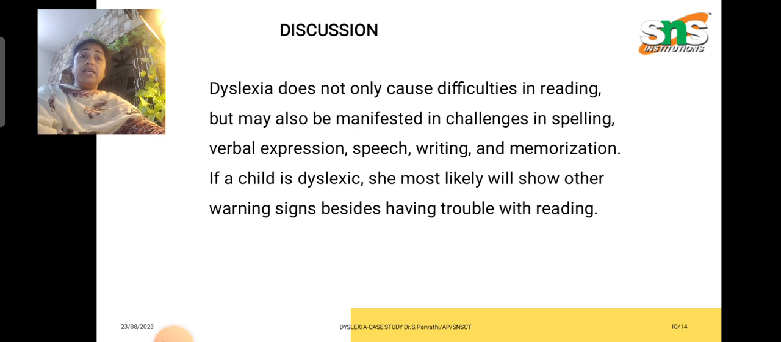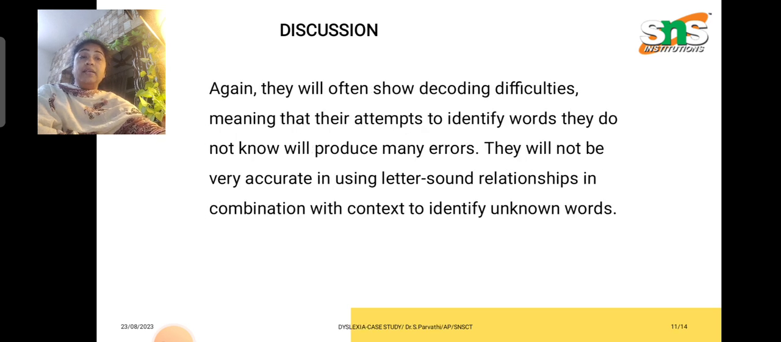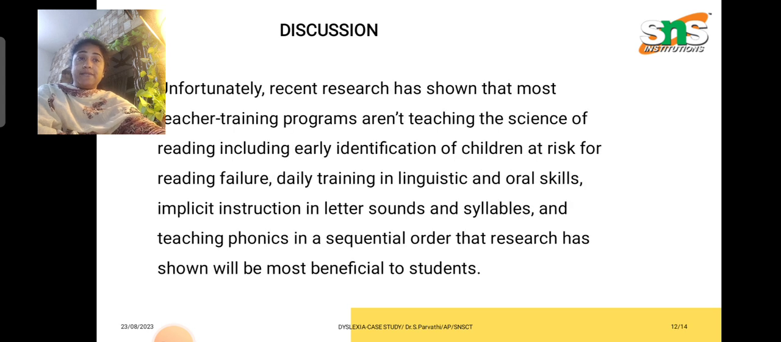Dyslexia does not only cause difficulties in reading, but may also be manifested in challenges in spelling, verbal expression, speech, writing, and memorization. I already told you, if the child is dyslexic, she or he most likely will show other warning signs besides having trouble with reading. Again, they will often show decoding difficulties, meaning that their attempts to identify words they do not know will produce many errors. They will not be very accurate in using letter sound relationships in combination with context to identify unknown words.